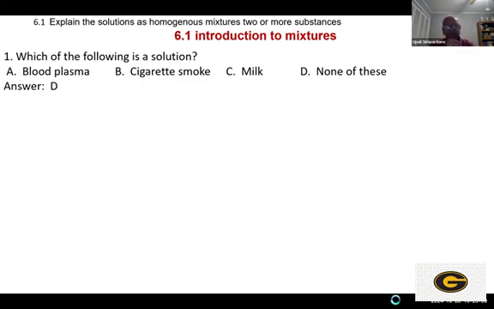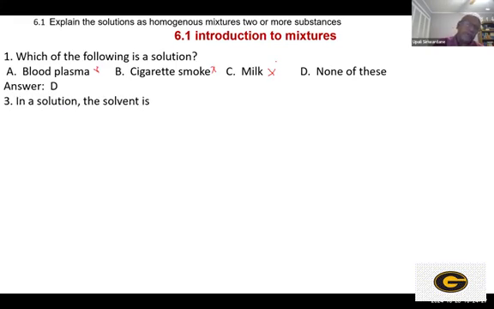Blood plasma has proteins, even if you remove the platelets, therefore it's not a solution, it's a colloid. Cigarette smoke is large particles of carbon. Milk is a colloid, large particles of solute, milk protein. Therefore, none of these are classified as solution.